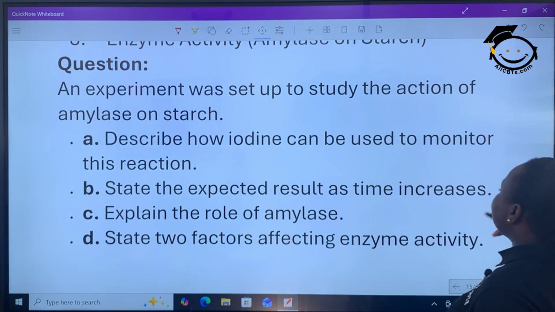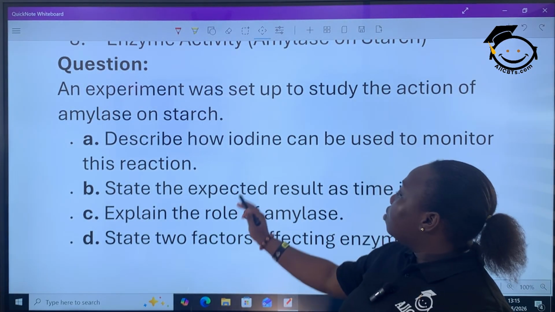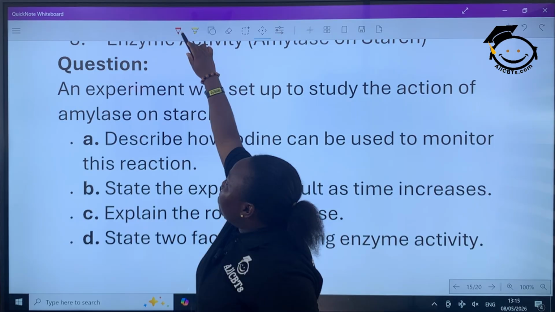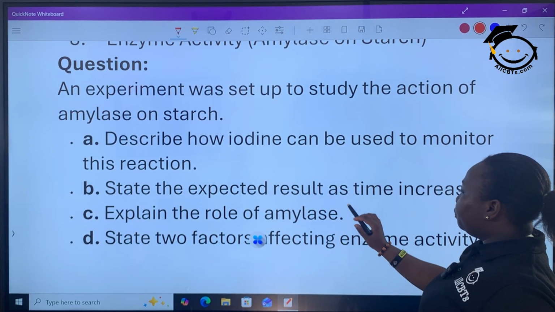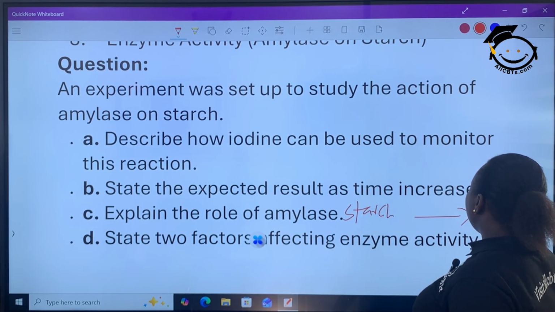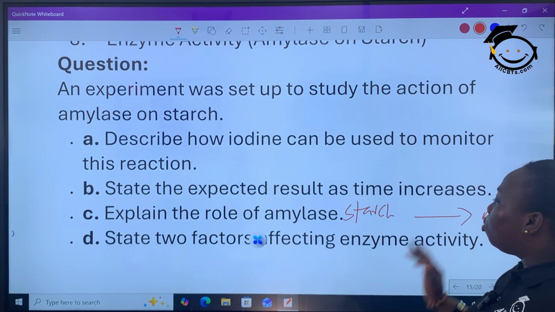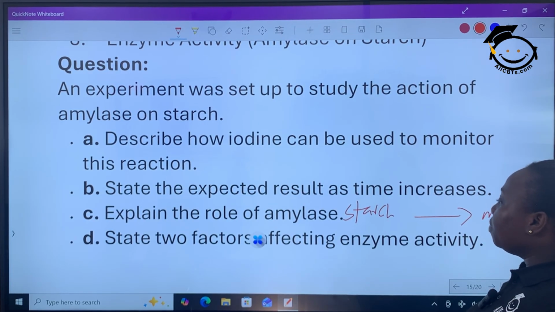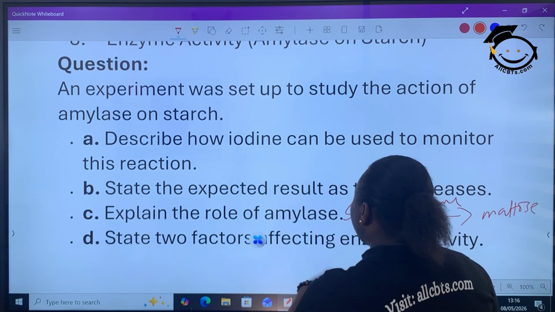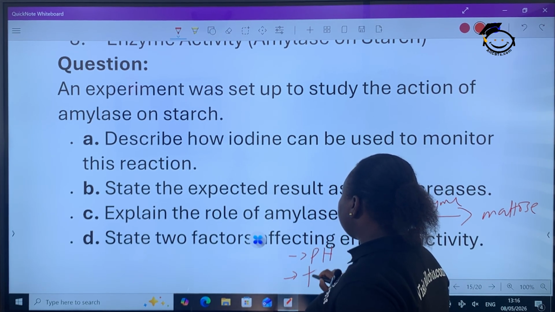State the expected results as time increases. I've said that you see changes in the color. Explain the role of amylase. The role of amylase is that amylase acts as an enzyme that converts starch to maltose. So that's what you are going to write in this number. If you are asked to explain the role of amylase, you just say that it acts as an enzyme that converts starch to maltose. Then state 2 factors affecting enzyme activity. We've said pH and temperature.